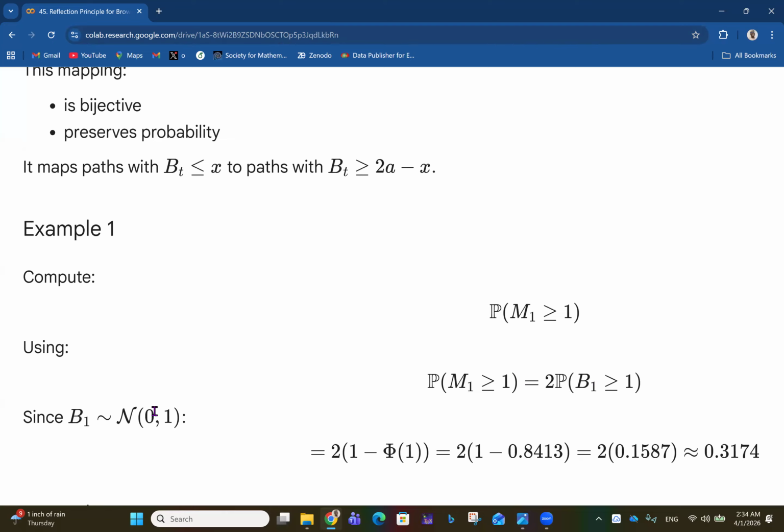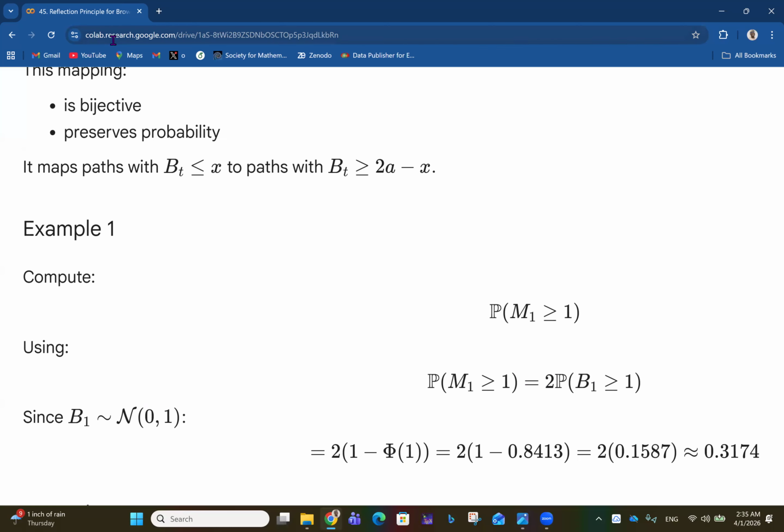Since B1 is normally distributed with mean 0 and variance 1, because the t here is 1, we can say that it is 2 times 1 minus phi of 1.